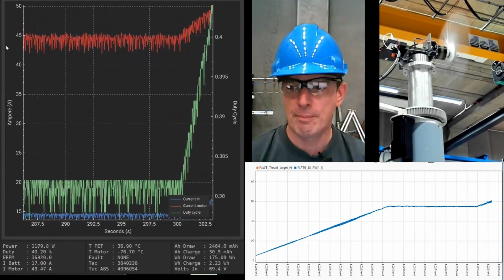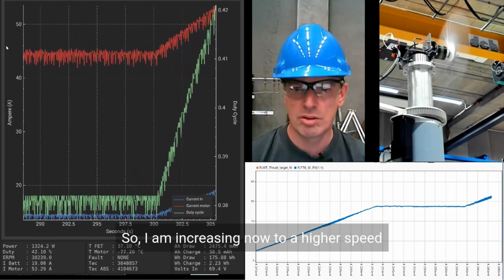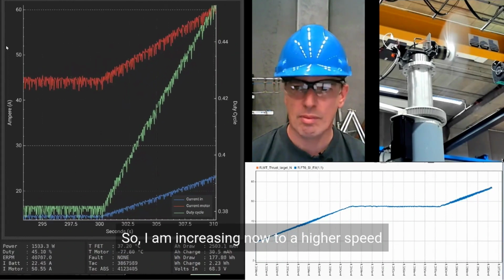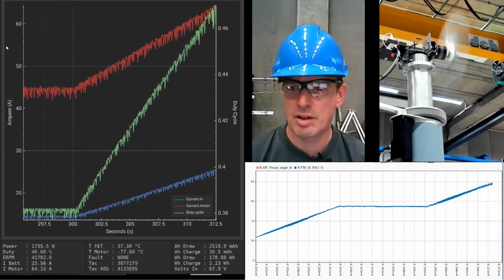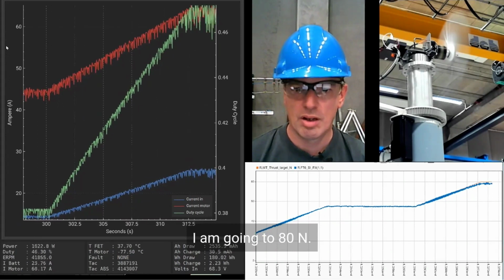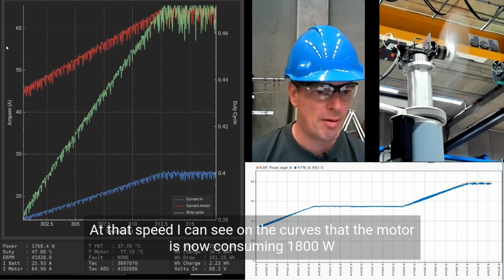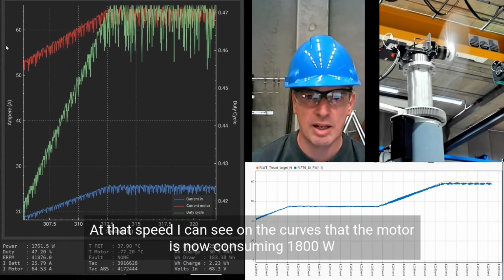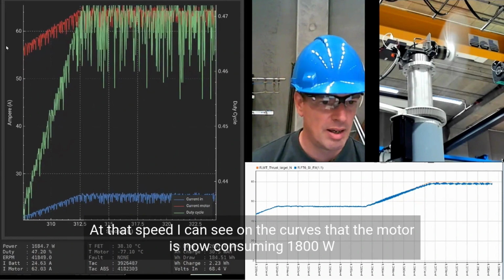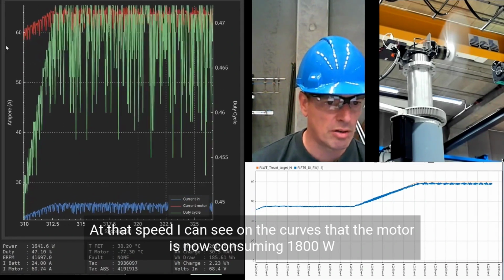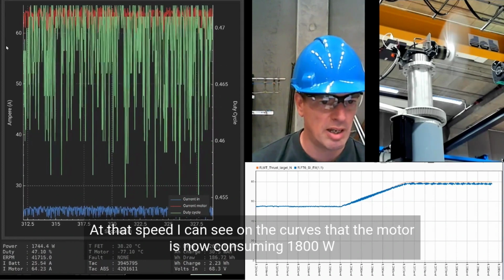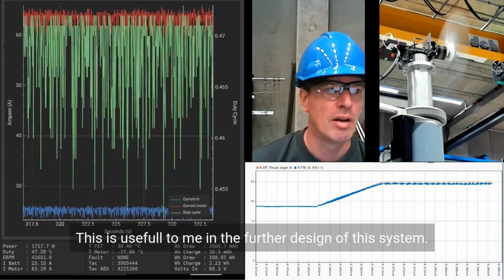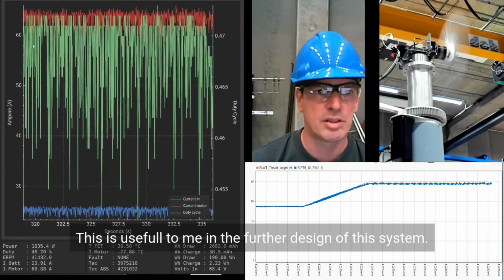Let me increase the speed even further. So I'm increasing now to higher speed. I'm going to the 80 newtons, and at that speed I can see on the curves that my motor is now consuming 1800 watts. So this is useful for me in the further design of this system.